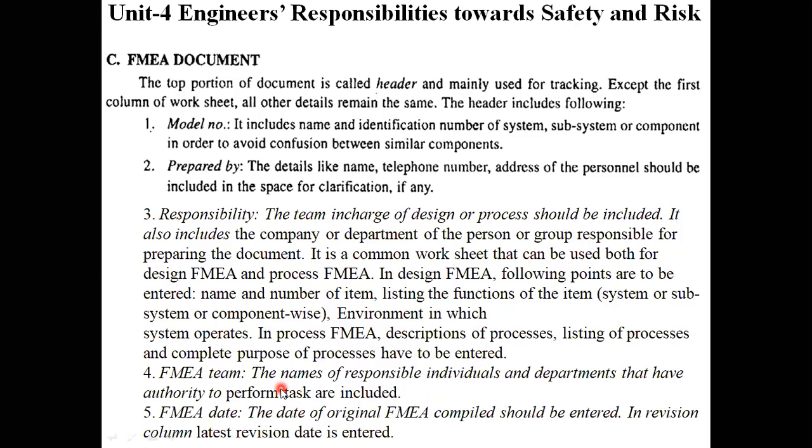And FMEA team: the names of responsible individuals and departments that have authority to perform tasks are included.